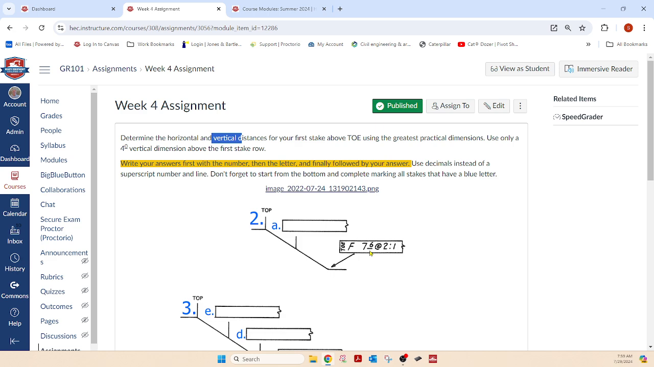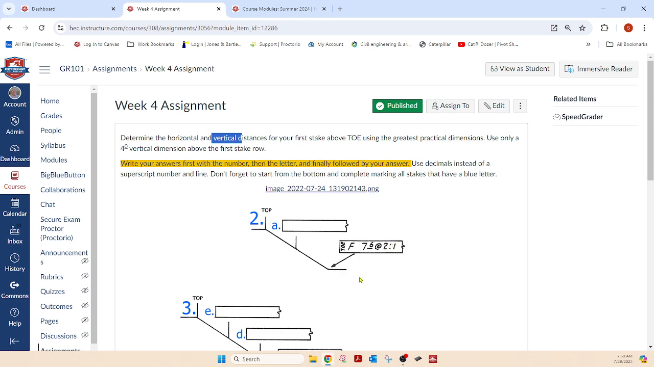Well, the highest multiple of 4 that can be subtracted from this is 4. So that leaves your vertical at 3.6. And you take that vertical, and according to the circles, you multiply that times the slope ratio, and that would give you a horizontal distance of 7.6.